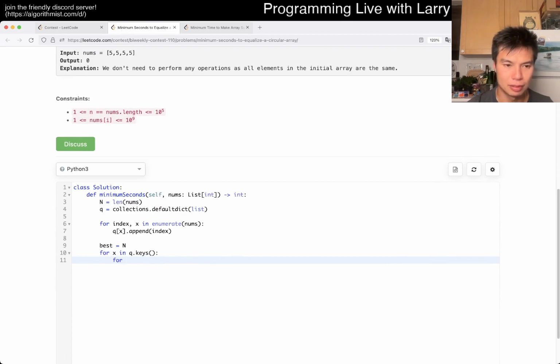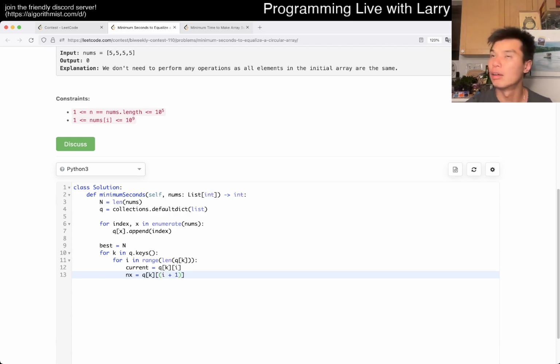Whatever, let's just do for i in range of n. Right, and then now you have q[k][i] is the current number, and then the next number is i plus 1 to the, oh yeah, right.